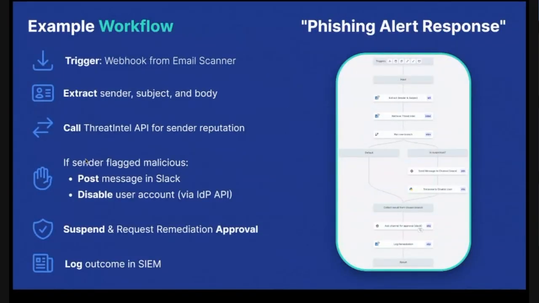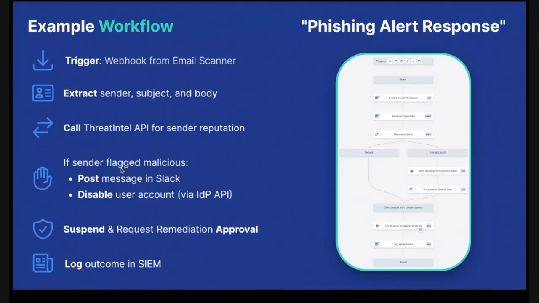An example workflow is here, very simple, and on the right we see how it would look in Windmill. Let's imagine you have a webhook from your email scanner. You see an email coming in with a suspicious body or even an attachment. This could be a trigger to a Windmill workflow, as we see here, where the following steps happen. We extract sender, subject, body, and attachments. We, for example, call a threat intelligence API with some of the payload to get a risk score, or potential other data points.